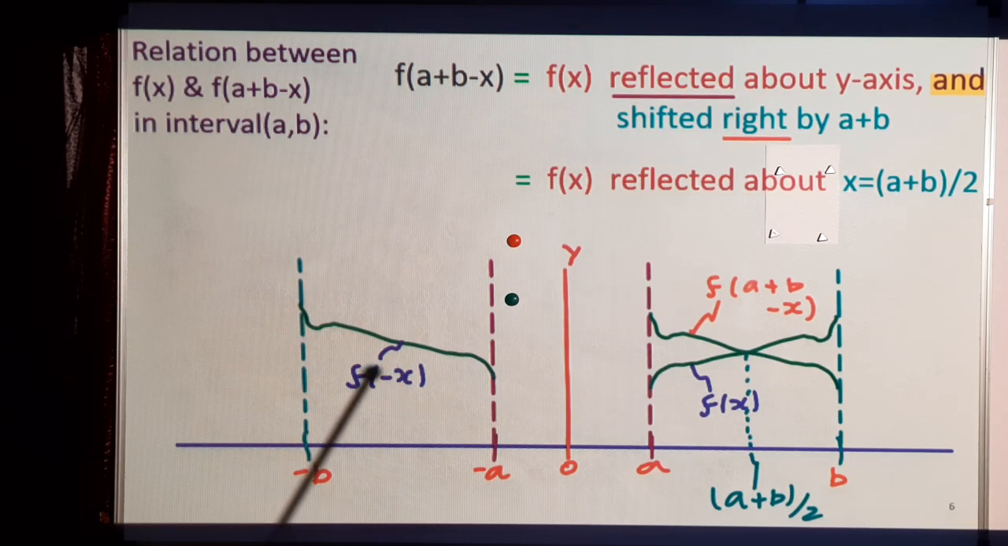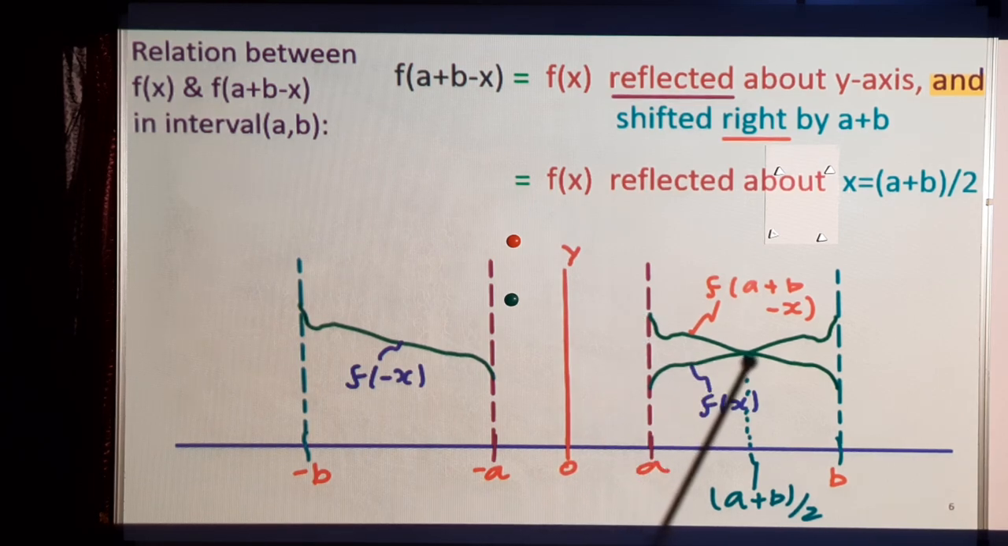Then you have to shift this function towards right by an amount a plus b. So minus a will go to minus a plus a plus b, which is b. So this point will go to x equal to b. And this point at minus b will get shifted by a plus b. If we add a plus b to minus b, it will become a. So this point will go to x equal to a.